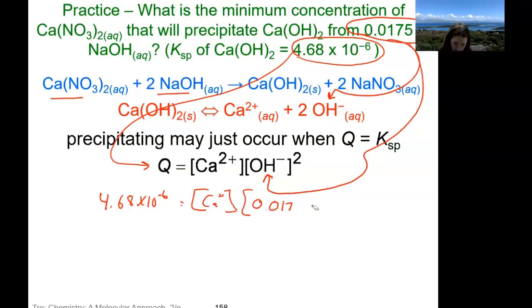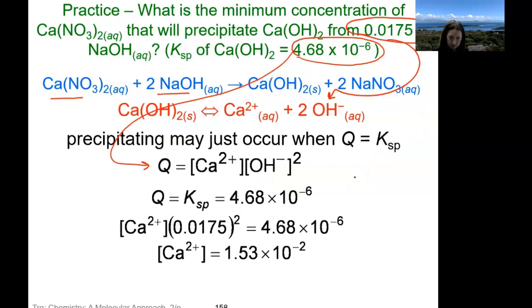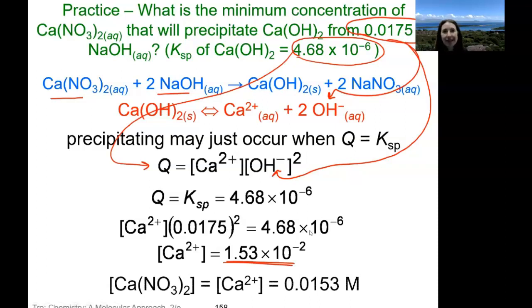I have this math nice and pretty here that I did for you earlier. Here it is, much prettier. So we just solve for our calcium. And remember, when calcium is 1.53 times 10 to the negative 2, that's calcium nitrate. It's just a net ionic piece of it, but that means that is the concentration of this whole thing. So when it asks what's the minimum concentration of calcium nitrate, we don't really need the nitrate. The nitrates are just spectator ions here. So what we're really talking about is the calcium.